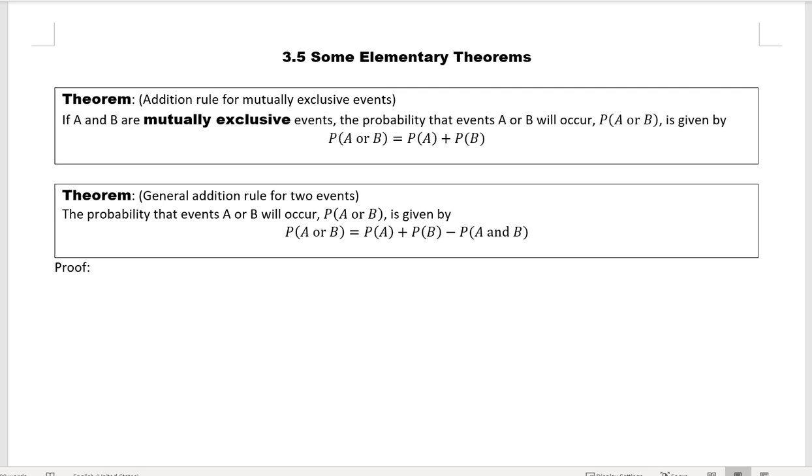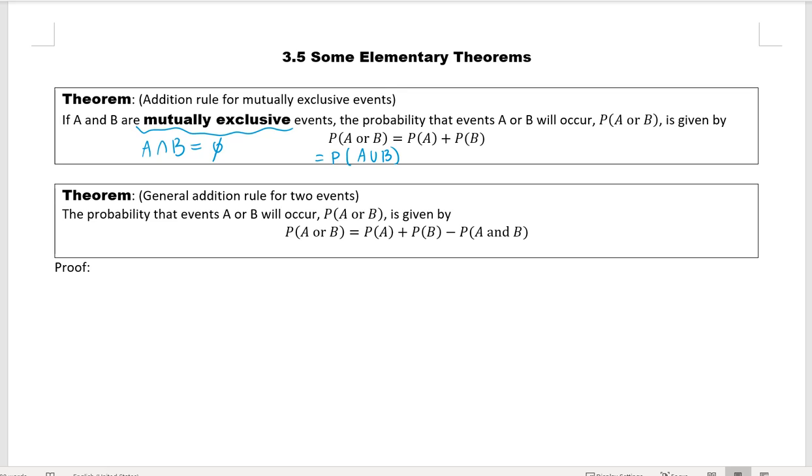Theorem, addition rule for mutually exclusive events. If A and B are mutually exclusive events, what does mutually exclusive mean? It means A and B are disjoint, so their intersection is empty. And the probability that event A or B will occur, so that's the probability of A or B, we can also say, the probability of A union B equals the probability of A plus the probability of B.